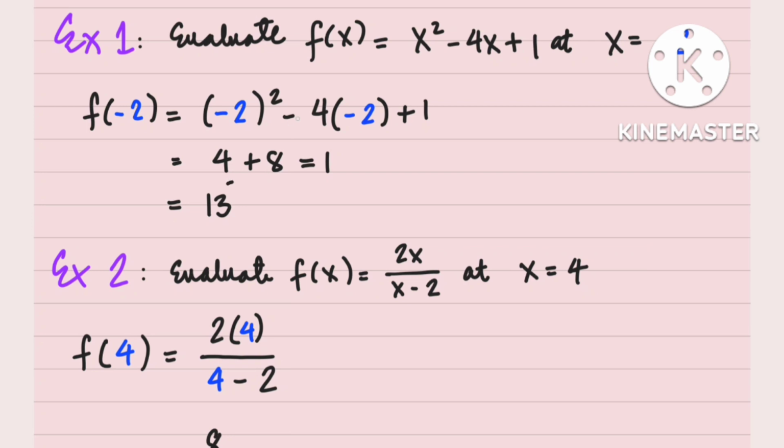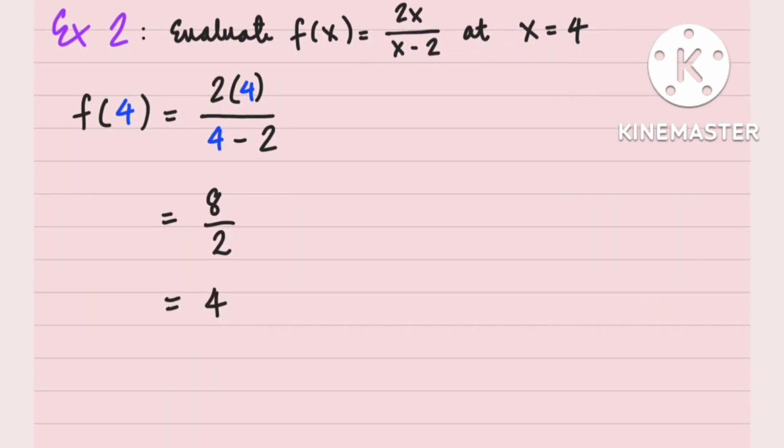while the product of -4 and -2 is +8. And then we will add 1. So the sum of 4, 8, and 1 is 13. Therefore, the value of our function at x equal to -2 is 13.